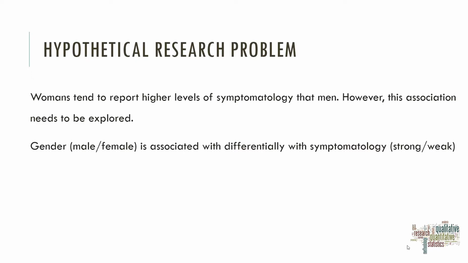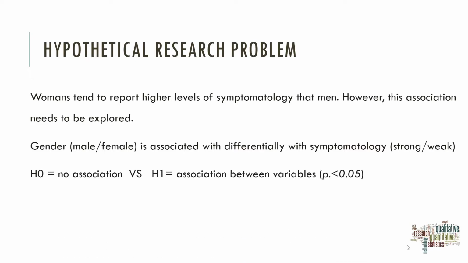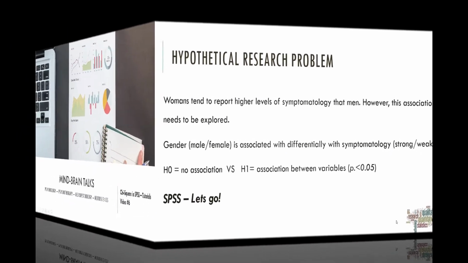Our null hypothesis is that we don't have any association, and our H1 hypothesis is that we find some association between variables. Let's go to SPSS to see how to perform this analysis.